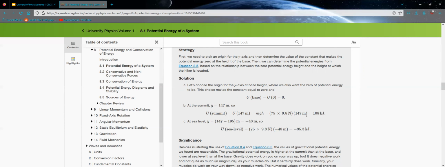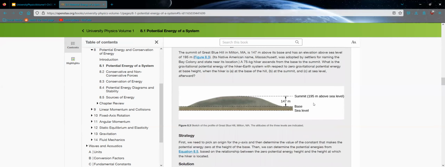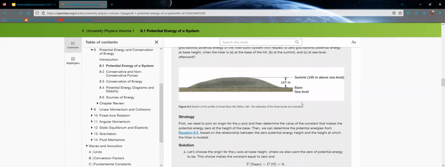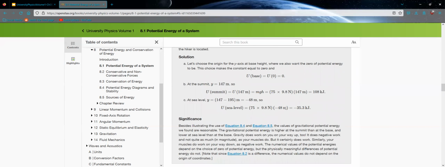Now, why I chose this question is it also asks at sea level. Sea level is below the base, but we set the base to be equal to 0. So while the base of the hill is higher than sea level, we have decided the base of the hill is 0. So whatever's below the hill would be a negative number, therefore sea level has negative 35.3 kilojoules of energy at that point. You have dropped some 48 meters below your 0 point, landing you, as we said here, at a negative potential energy.